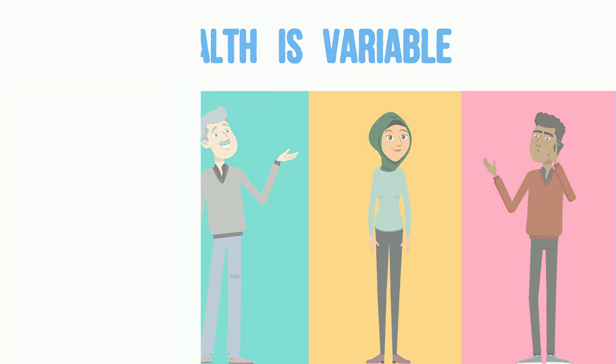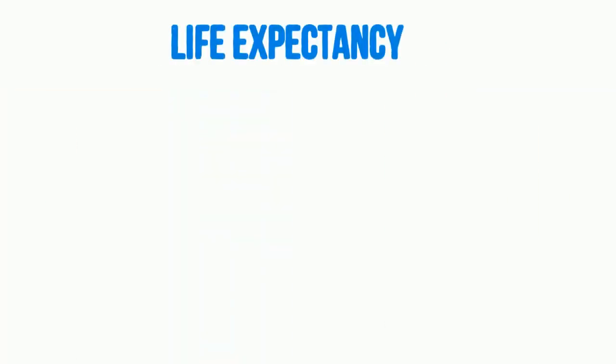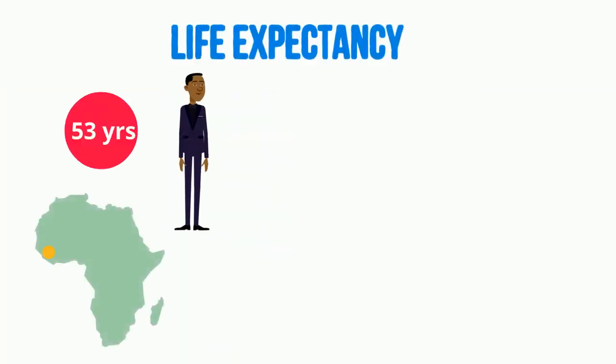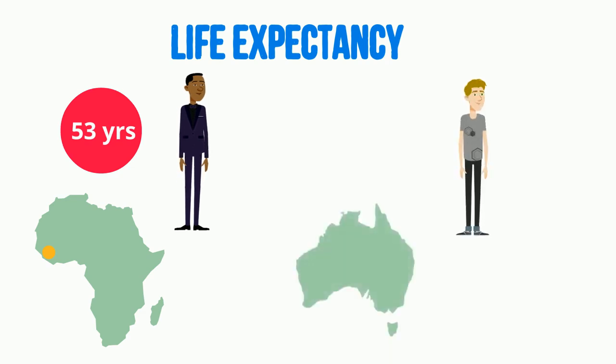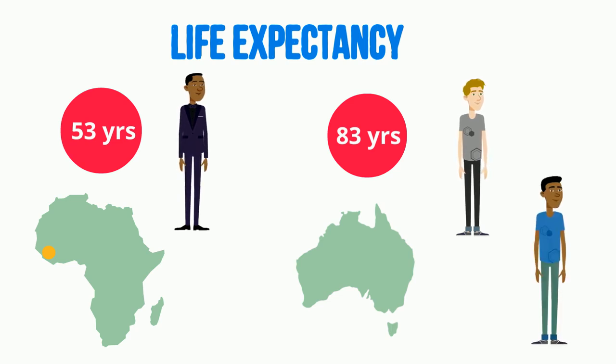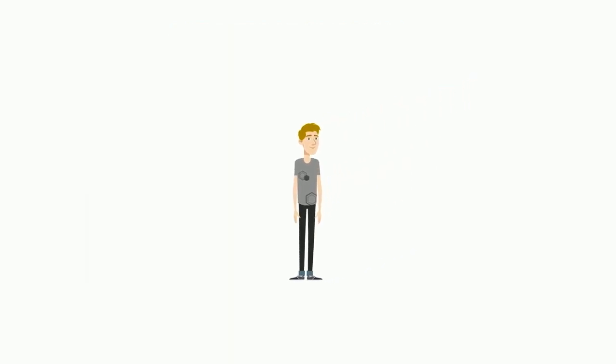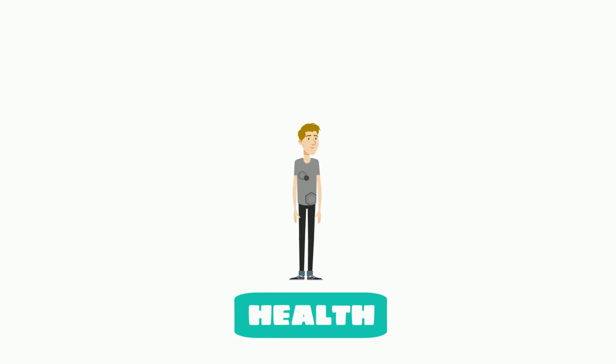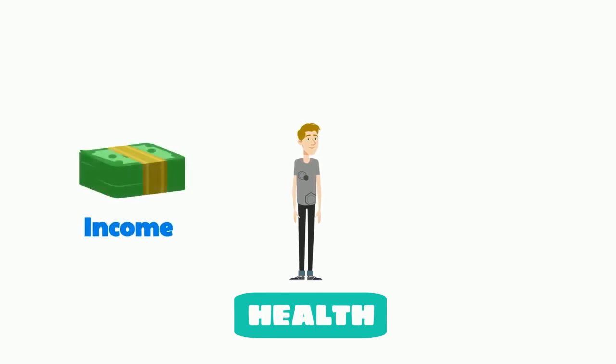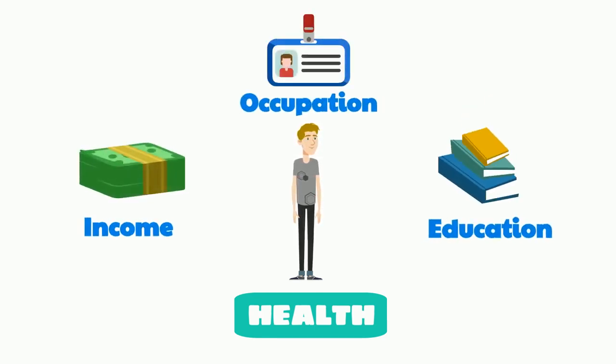For example, in 2016, the life expectancy of a child born in Sierra Leone was 53 years, while in Australia, it was 83 years. But even within Australia, the life expectancy of Indigenous people is about 10 years lower than that of non-Indigenous people. And even within a specific group of people, health can change based on a person's income, level of education, or occupation.